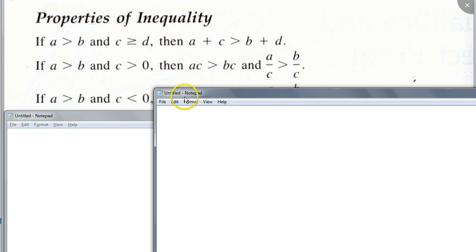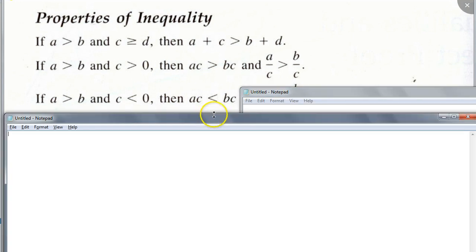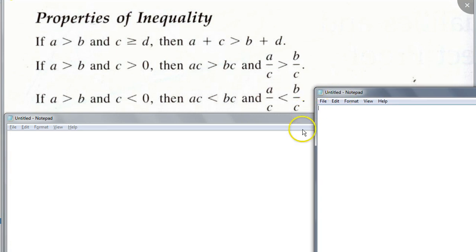AC is less than BC. That's right. This time now AC is less than BC. Samantha, what happens if we divide both sides by C? What do you think? A over C is less than B over C. Exactly right. Does that make sense? Is this pretty straightforward? Okay, I'll wait for you to write.